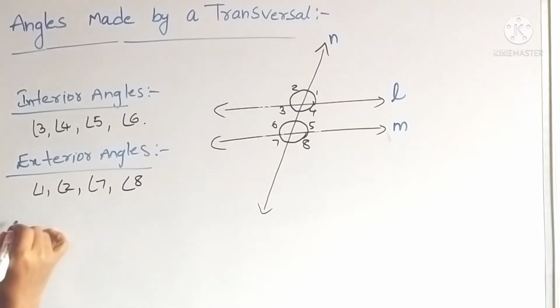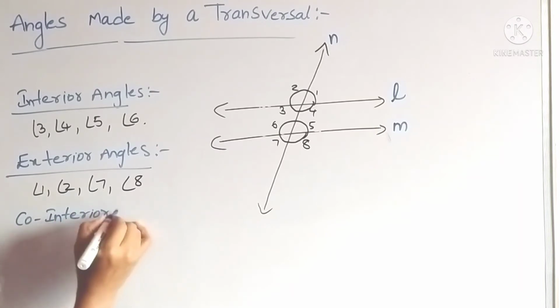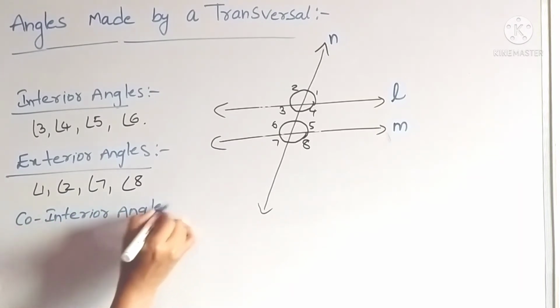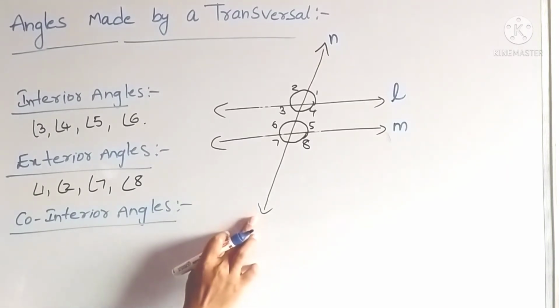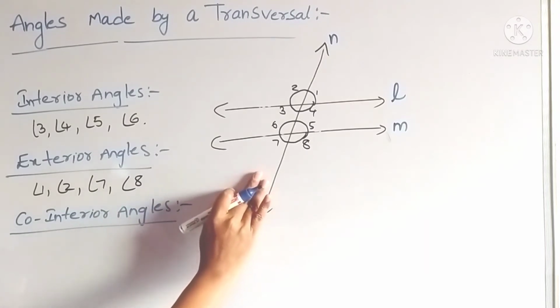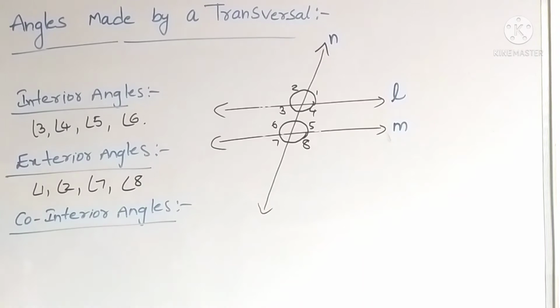Next we'll see here in the interior angles also two angles or the angles which lie on the same side of the transversal. This is transversal line, right? So ఈ transversal line కి ఒకే వైపున ఉన్న interior angles నే మనం co-interior angles అని అంటాం.